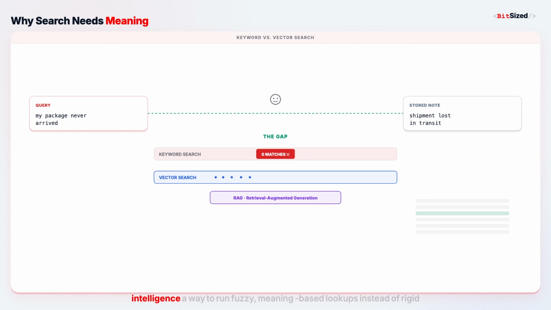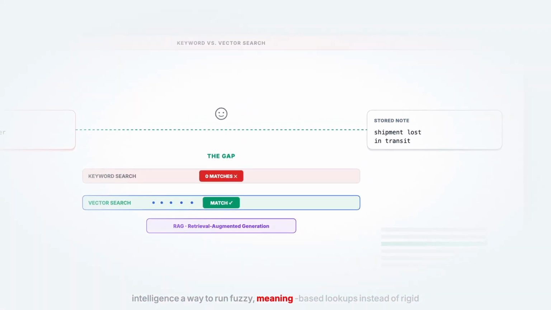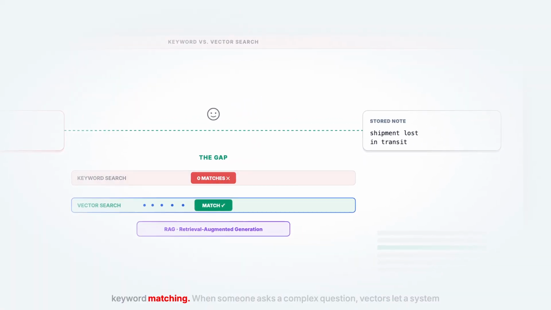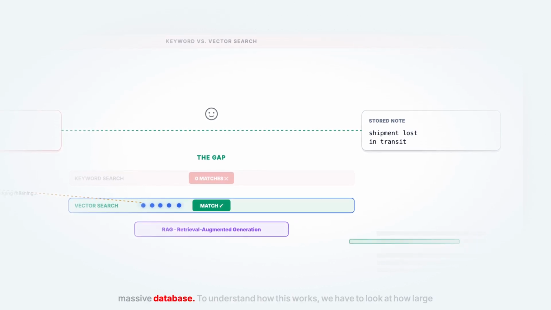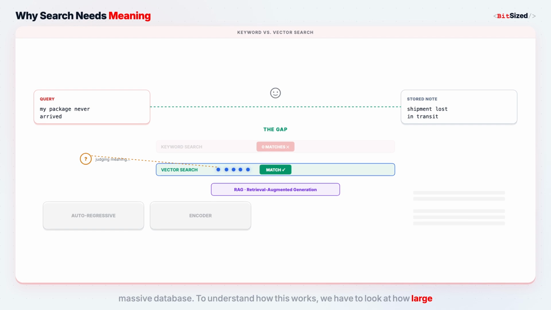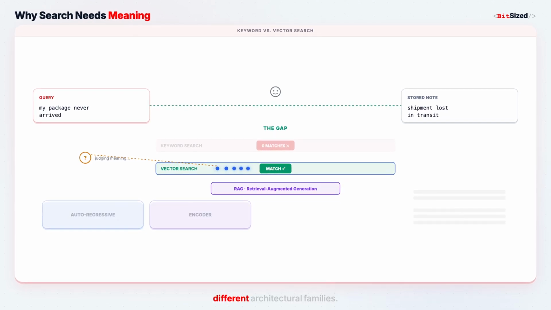Vectors give artificial intelligence a way to run fuzzy, meaning-based lookups instead of rigid keyword matching. When someone asks a complex question, vectors let a system judge abstract meaning and pull the exact piece of context it needs out of a massive database. To understand how this works, we have to look at how large language models are built, because the field splits into two completely different architectural families.